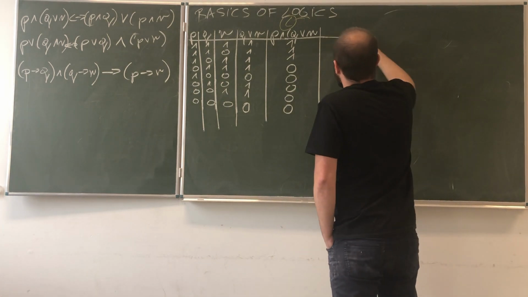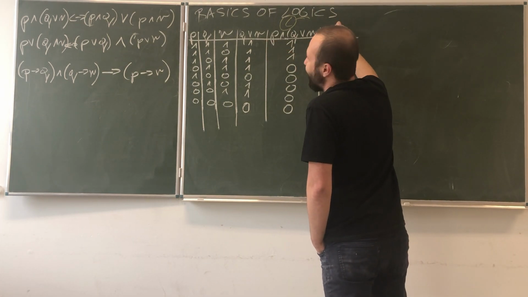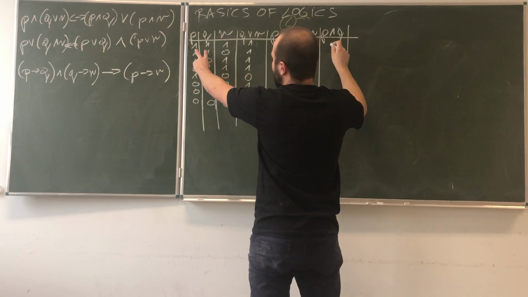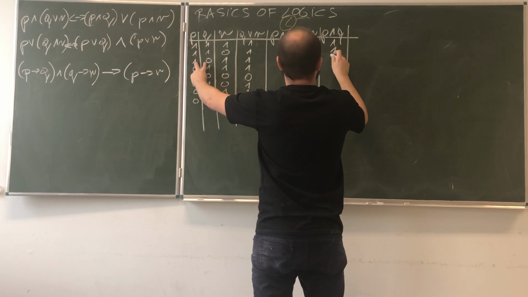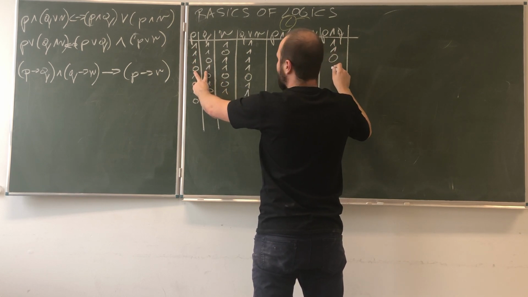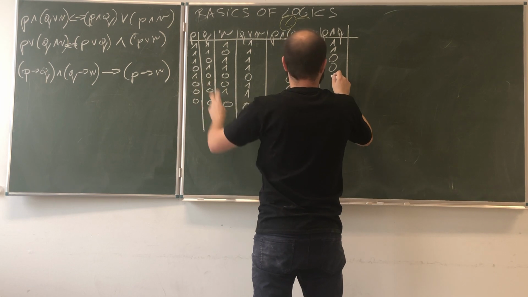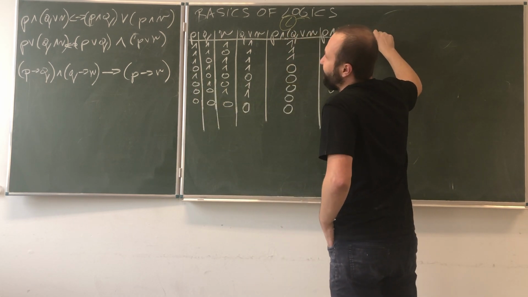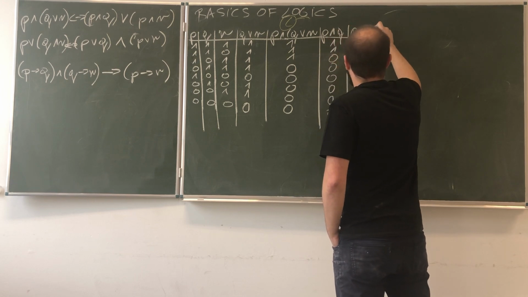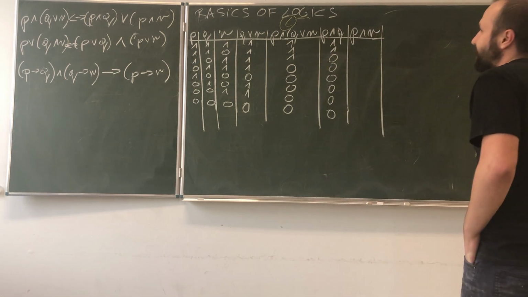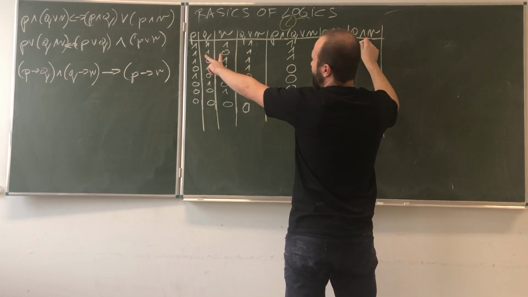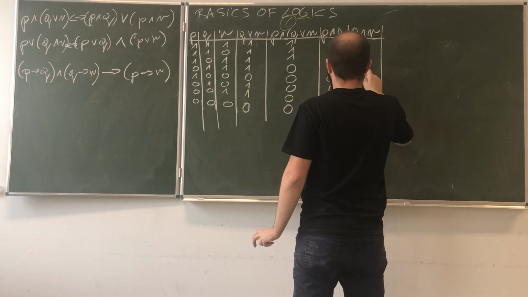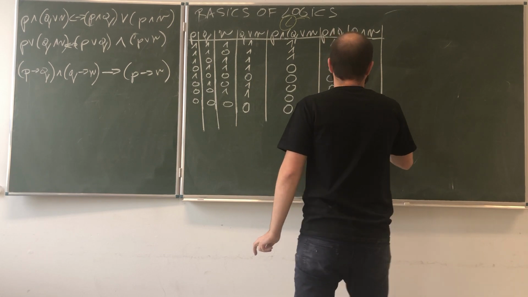On the right-hand side, we start with P and Q. So I'm just looking at those. Both need to be truthful at the same time. 1, 1, 0, 0, 0, 0, 0, 0. Okay. Then I have P and R. And now I look at those. I got 1, 0, 1, 0, 0, 0, 0, 0.